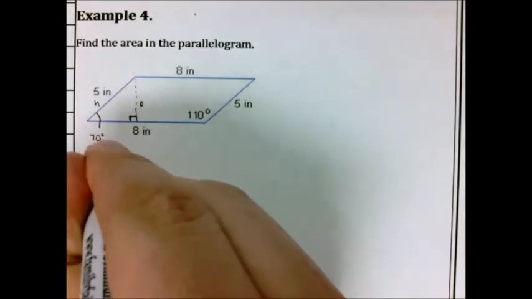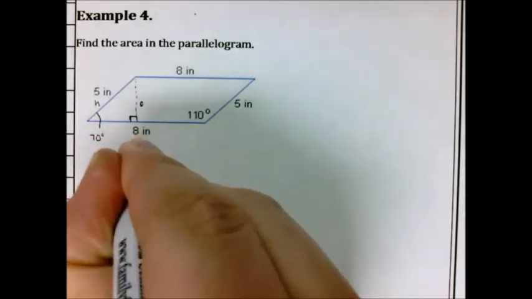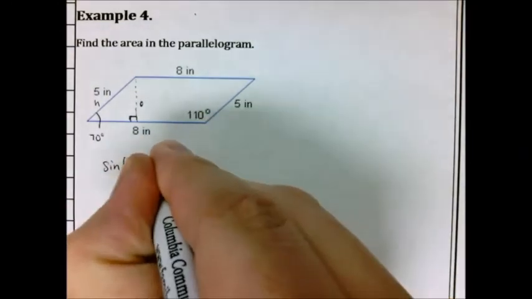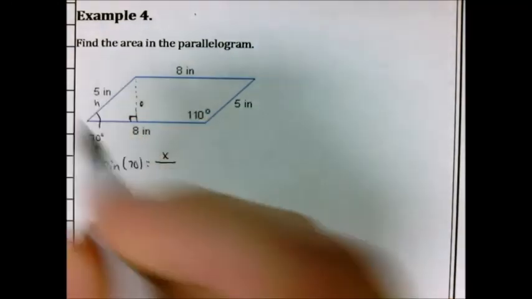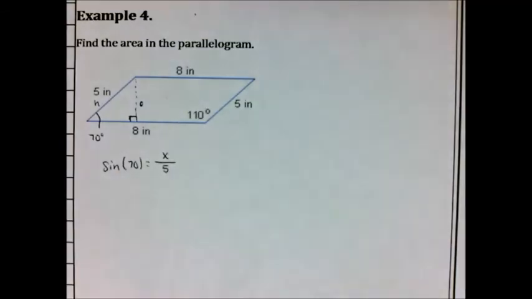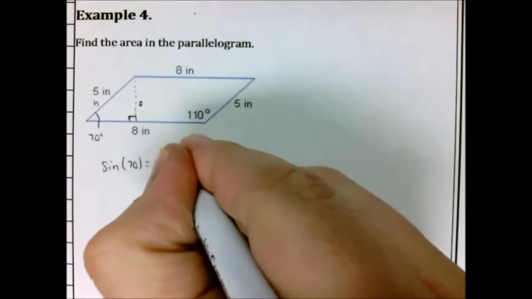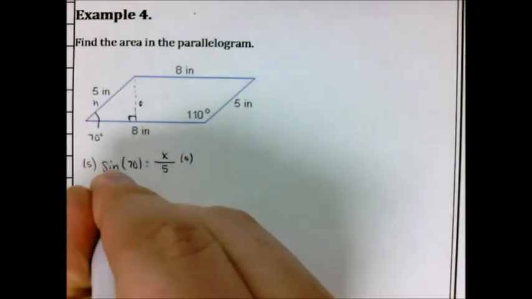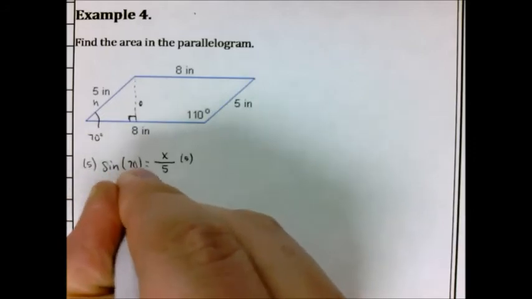The sine of 70 degrees should be equal to our opposite, which is a variable unknown, divided by our hypotenuse, which is 5. Okay, now we can figure out what that height actually is. We're going to multiply by 5 on both sides. And we've got 5 times the sine of 70 is equal to our x.